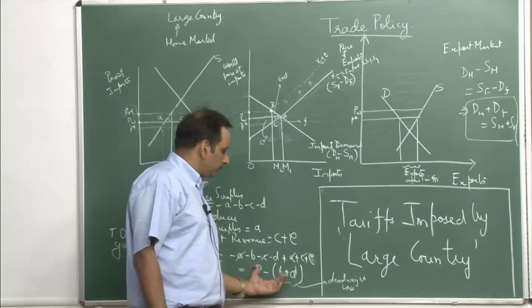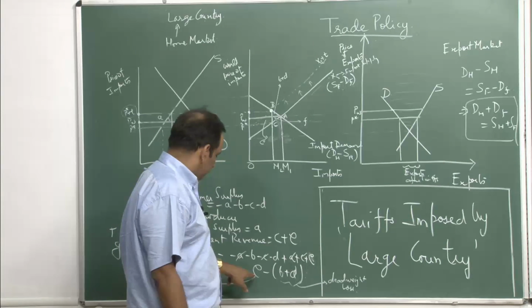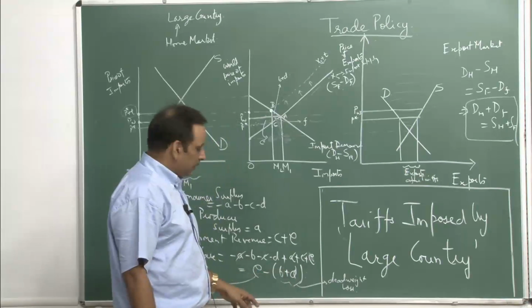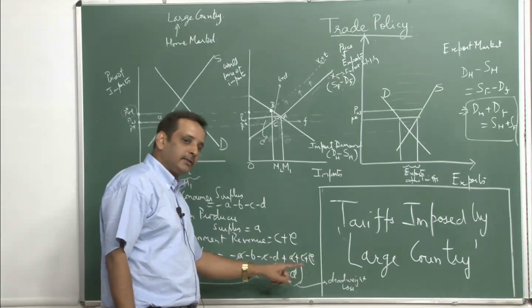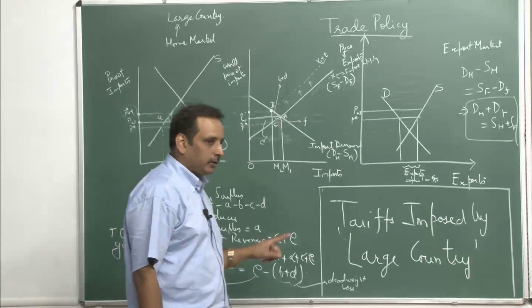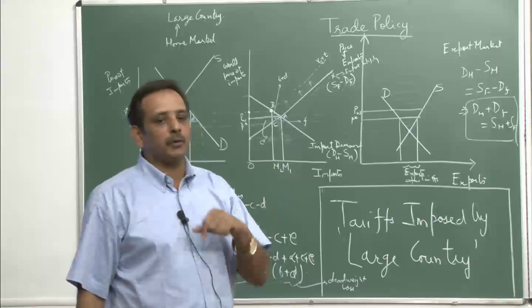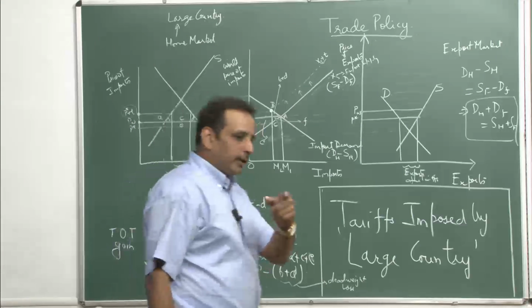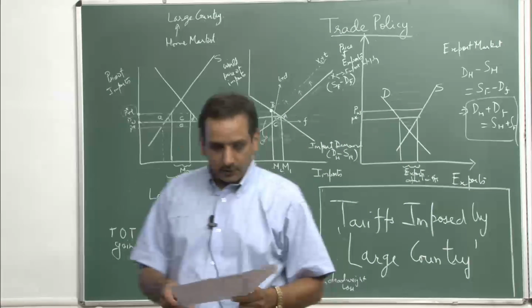It's ambiguous. It depends on E and B plus D, and so you can always find one tariff rate which will maximize the welfare of the home country, and that tariff level which maximizes the welfare of the home country is called the optimum tariff. So, that handout that I have given to you works out the optimal tariffs for steel products.